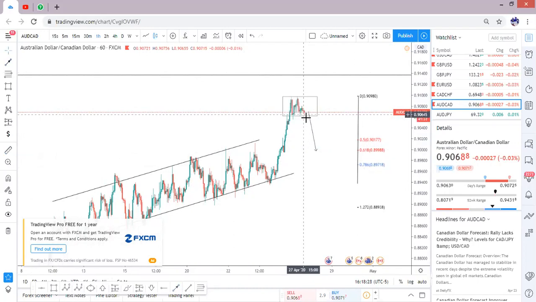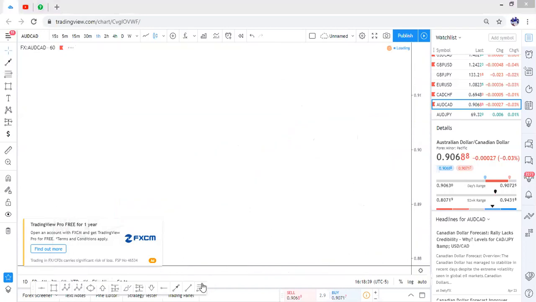But for now, I'll just have to wait and see how the market reacts around this area, before I pick out the trade. So that's on that. Moving on to the next pair, I have NZDJPY.